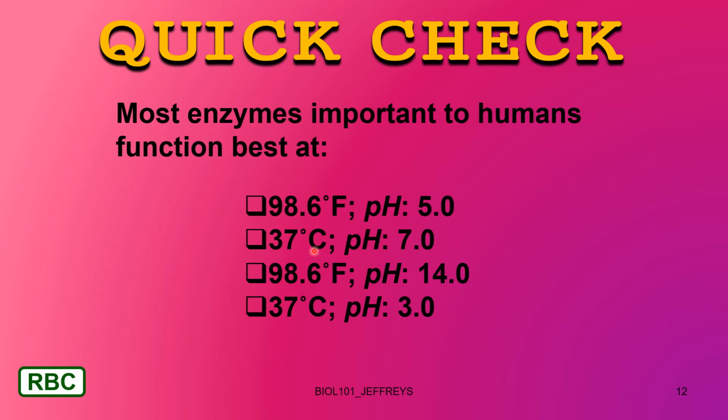37 degrees C. Now, if you didn't pick up on it earlier, since this is science, we're talking about the metric system, which is Celsius. So 37 degrees Celsius is normal body temperature, same as 98.6 Fahrenheit. pH 7, and on the scale you know that pH 7 is neutral. 98.6 Fahrenheit, normal body temperature, pH 14, that's way basic or way alkaline. 37 degrees Celsius, normal body temperature, pH 3, that's like pepsin, right? That's like your soda, Pepsi, Coke, whatever you like, pH 3. That's not normal for most enzymes. So if you answered 37 degrees C, which is normal body temperature, and pH of 7, which is neutral, then that is absolutely correct.